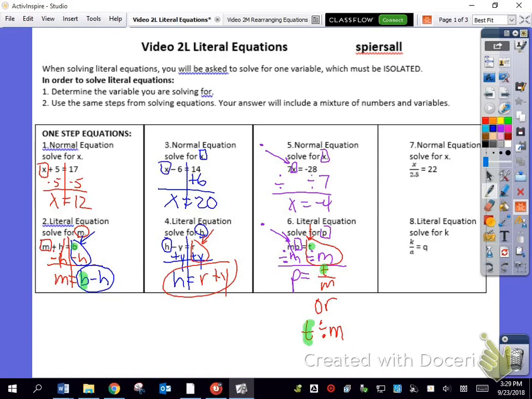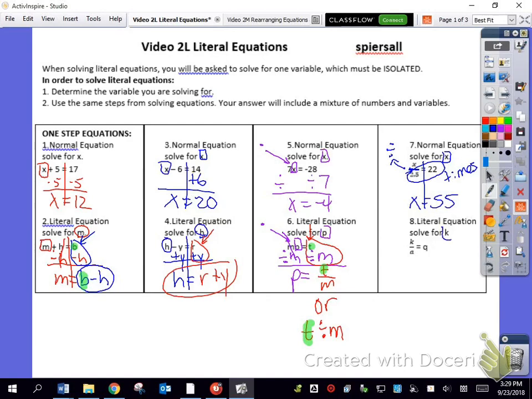On number 7, to solve for x, this is division. So remember, this means divide. So the opposite of dividing is to multiply. So I would multiply 2.5 times 22. And when I do that, then I get 55. You would multiply 2.5 times 22 and you get 55.